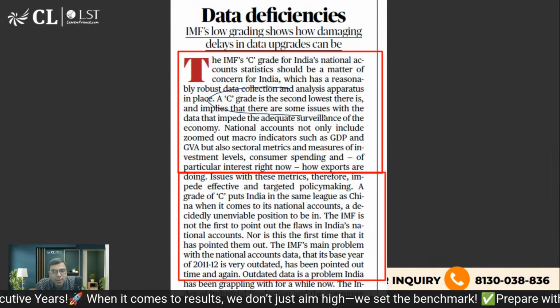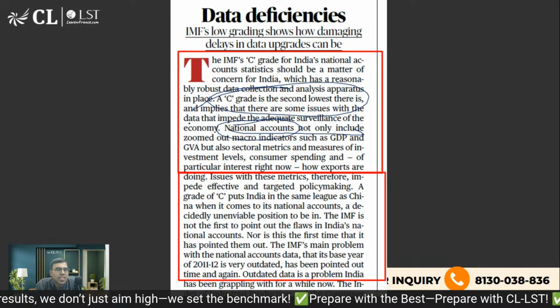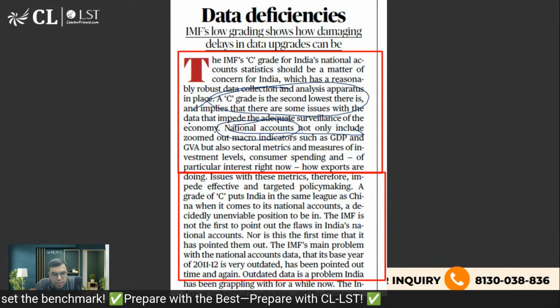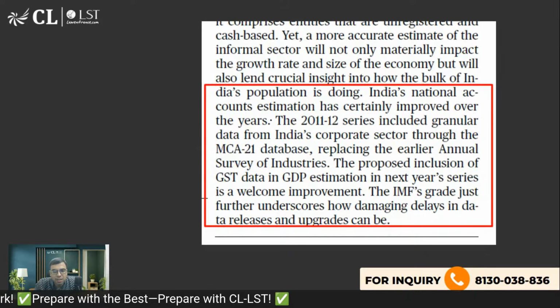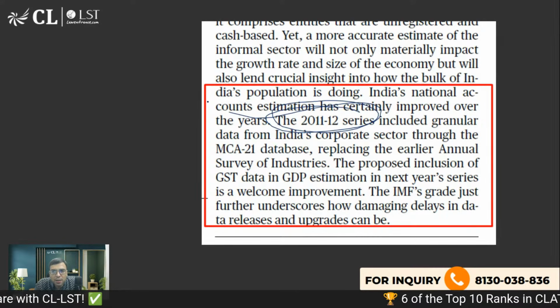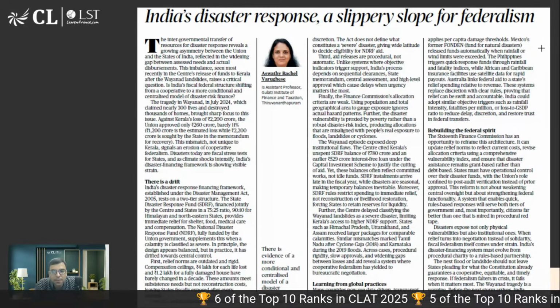So this is about the C grade and so on. National accounts means the calculation of GDP. That is what you have to understand. So this is one thing we need to upgrade: the base year. That is also very important.